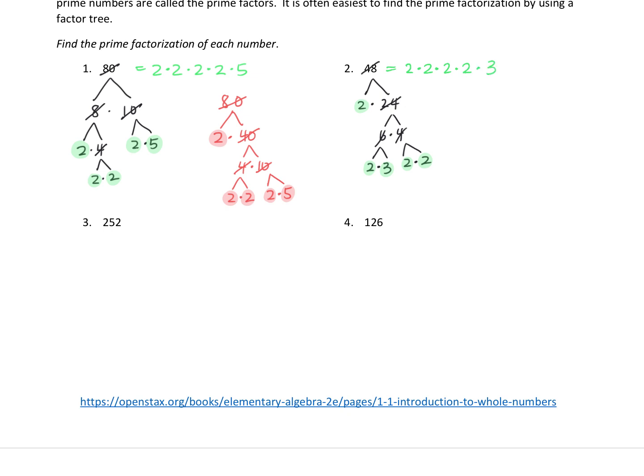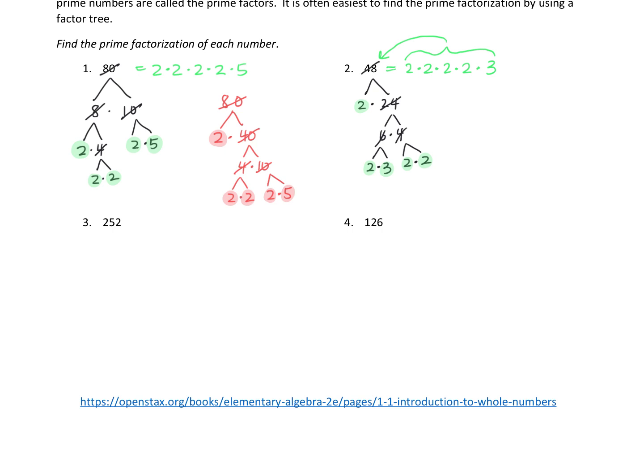Remember that if you wanted to check your answer, you could just multiply all these factors together and you should end up with the original number. If you multiply them all together and you don't get the original number, then a mistake happened at some point and you should retry your factor tree.